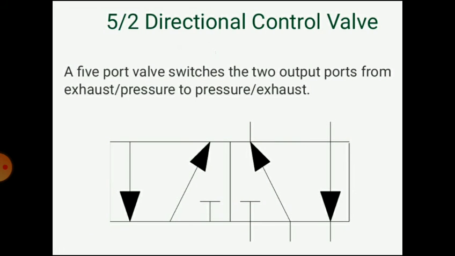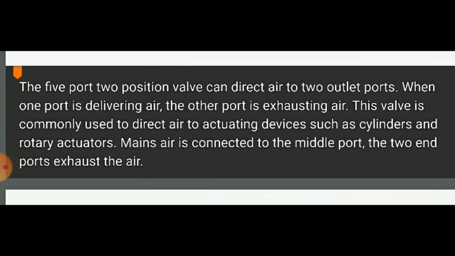So the 5 port valve switches the two output ports from exhaust or pressure to pressure and exhaust. The 5 port 2 position valve can direct air to two outlet ports. When one port is delivering air, the other port is exhausting air. This valve is commonly used to direct air to actuating devices such as cylinders and rotary actuators. Main air is connected to the middle port. The two end ports exhaust the air.